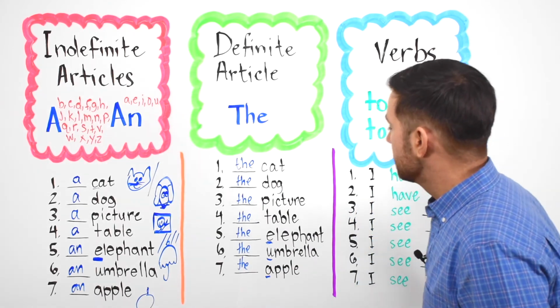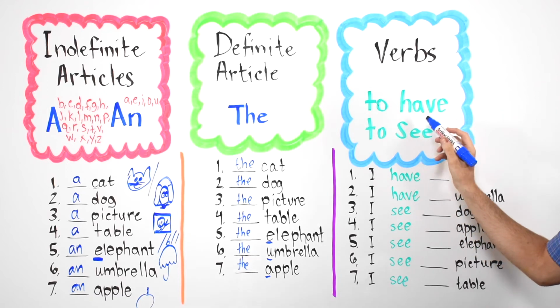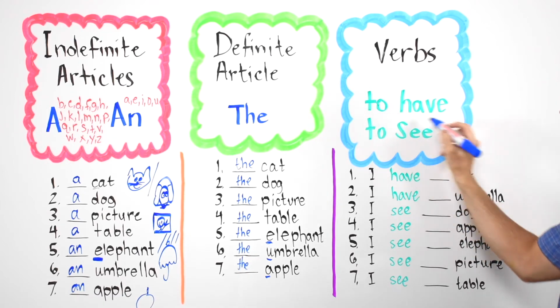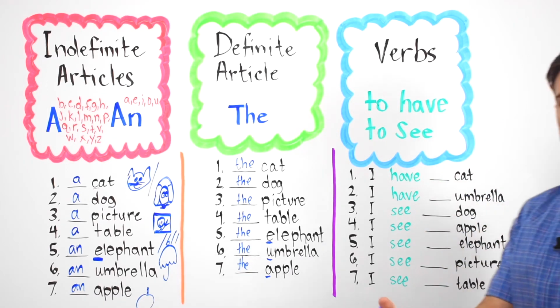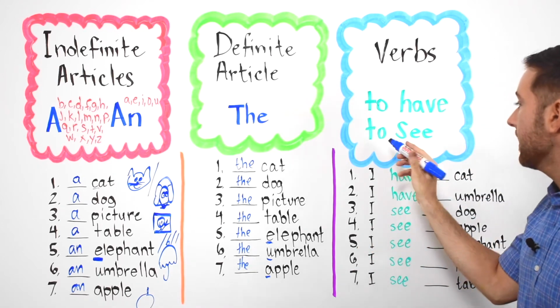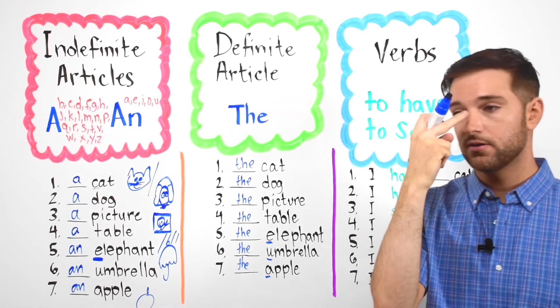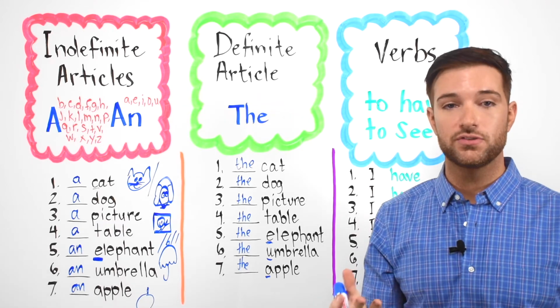Now let's take a look at some verbs. Okay, we have two verbs here. The first verb is to have. Okay, so to have. And then we have the verb to see. You know, you see with your eyes, to see.